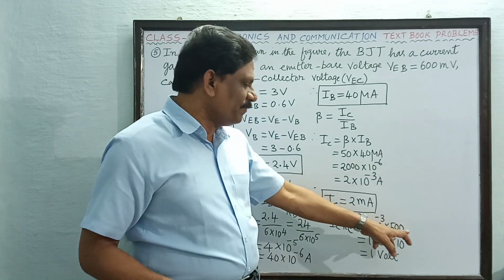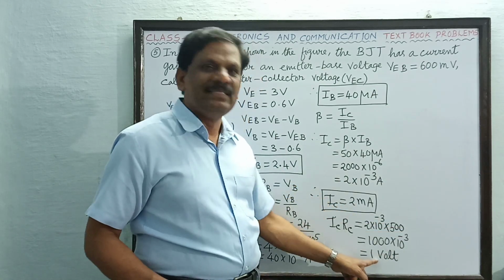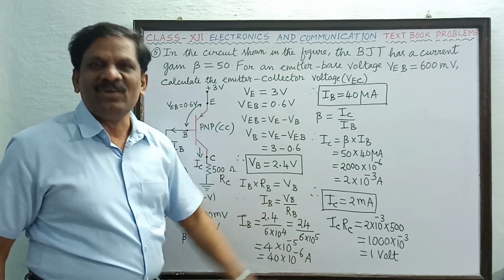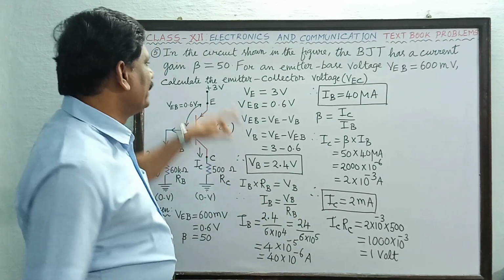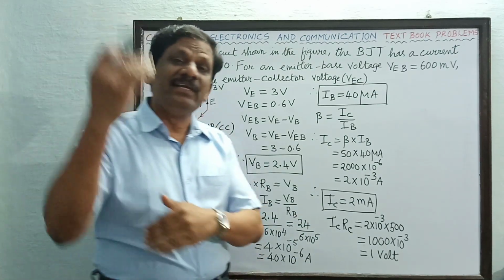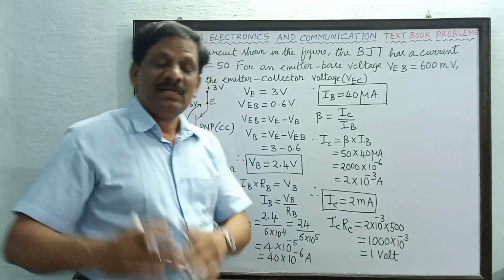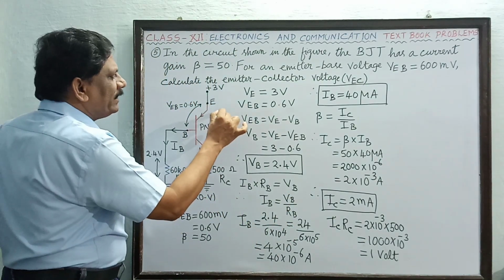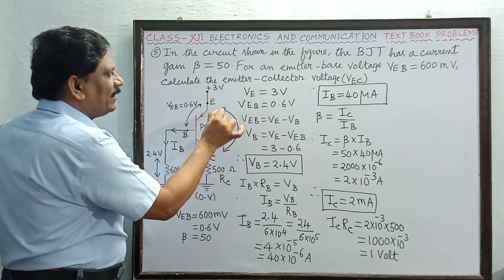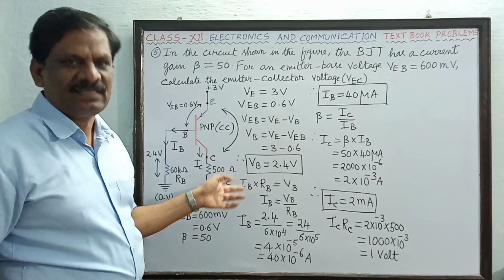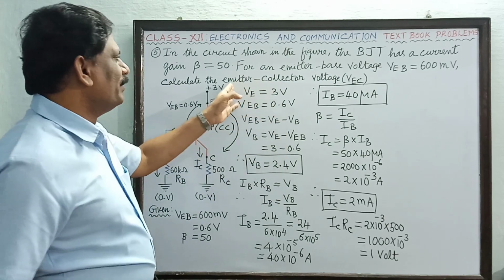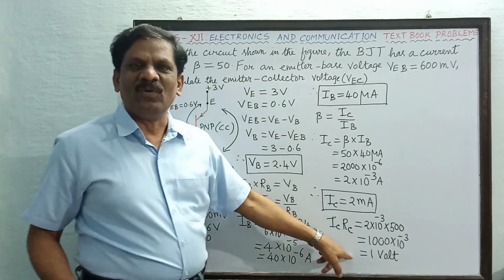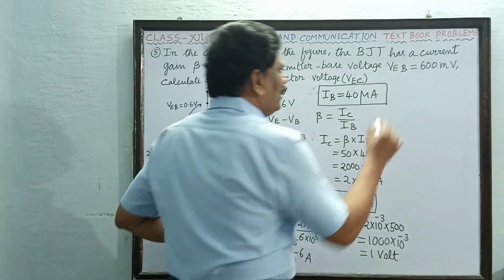So if you take 500 ohm, 1 volt is developed across this collector resistor. Applied voltage here is 3 volt. Out of that 3 volt, 1 volt is dropped across this resistance. Means what should be the remaining voltage between the emitter and the collector? That is the question in the problem. What is the emitter to collector voltage? It must be naturally 3 volt minus 1 volt. Is it not? Very simple.